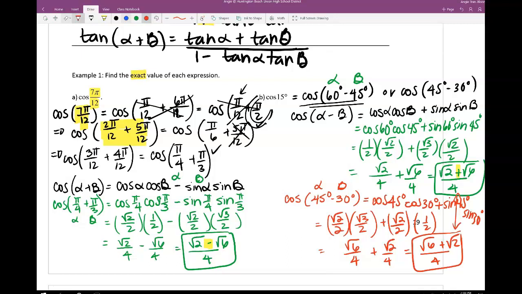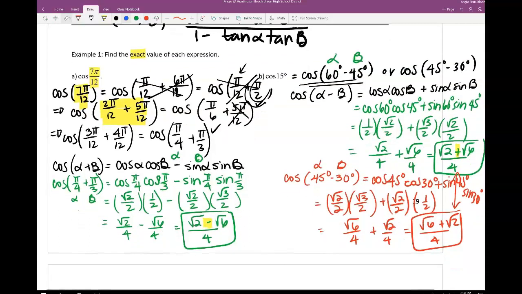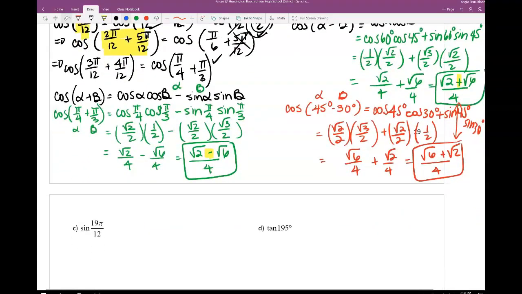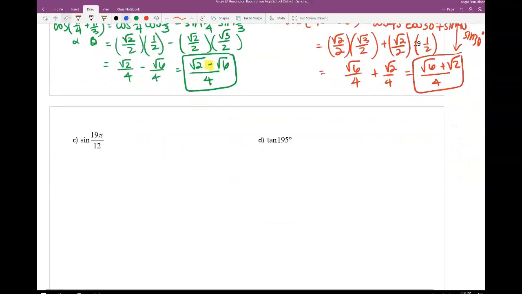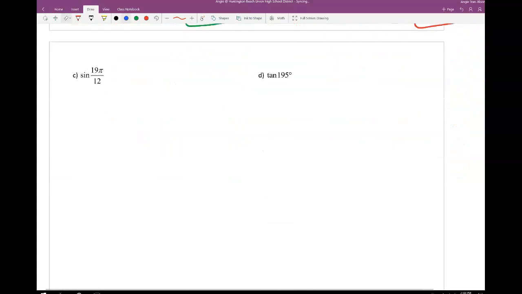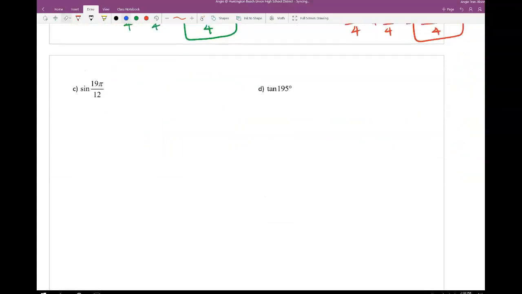So that's how we use the sum and difference of cosine to find the exact value when the angle that's given to you is not a multiple of pi over 3, pi over 6, pi over 2, any one of those that we know. I'm going to skip C right now and do D, because I might have you do C as a warm-up or an assignment in class. So let's do D. Tangent of 195 degrees.